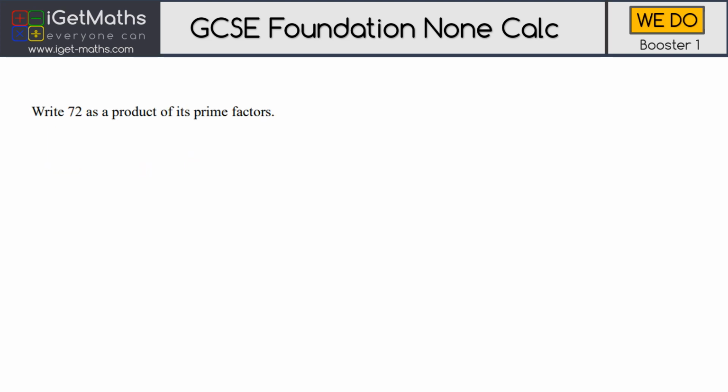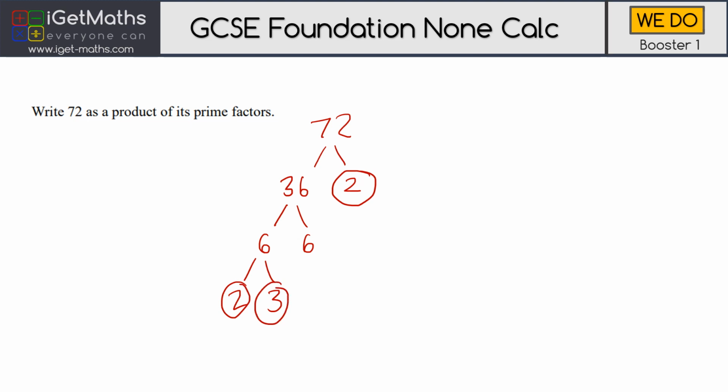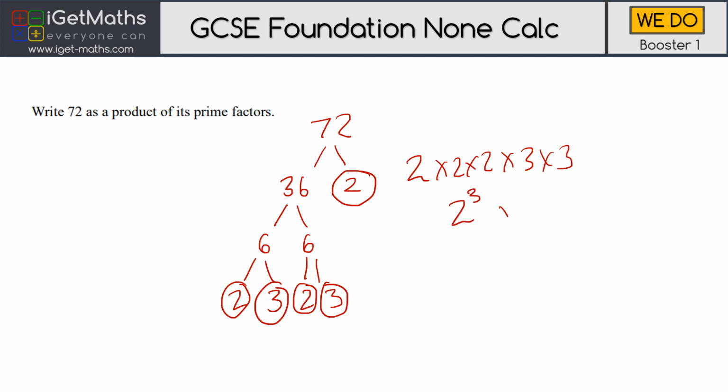72 as a product of its prime factors. So we start off with 72, we draw 2 branches and try to make 72. So we're going to use 36 times 2. When you get a prime number, circle it. 36 can be made by doing 6 times 6, and then 6 is not a prime number, so we've got 2 times 3. They're both prime numbers, and then we've got 2 times 3 again. And then that is written as 2 times 2 times 2 times 3 times 3. And we can simplify that down to 2 cubed times 3 squared.